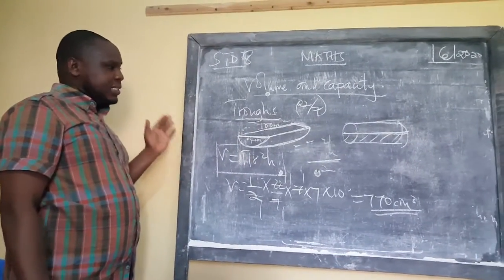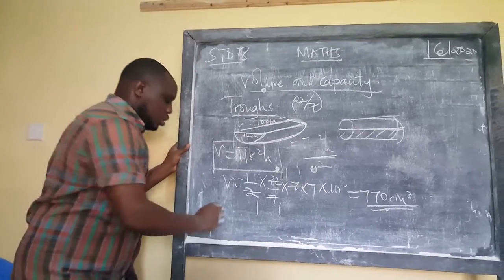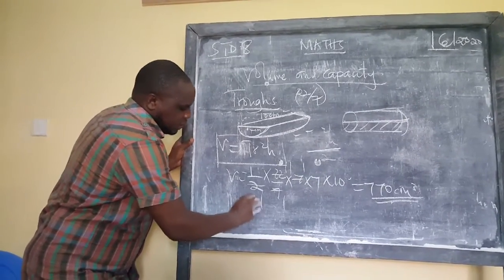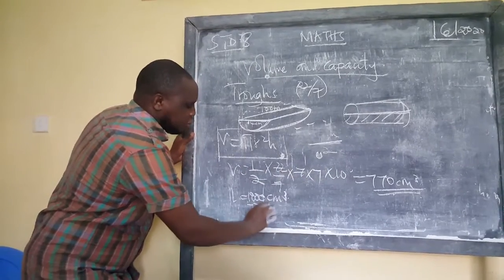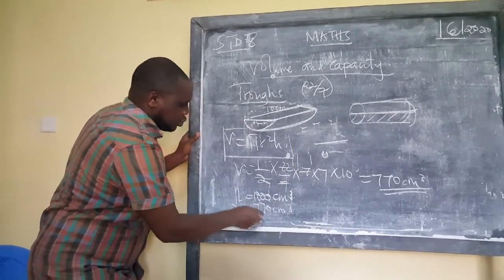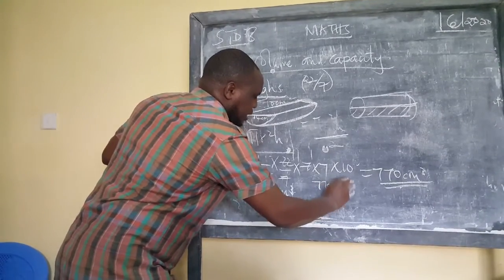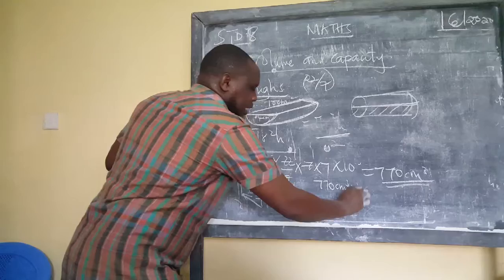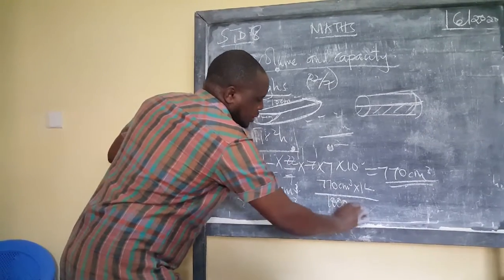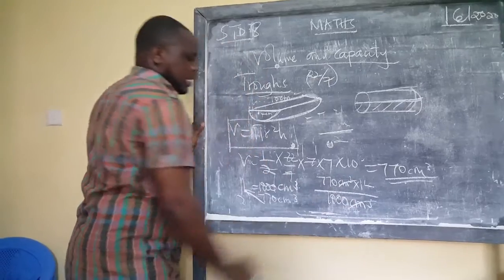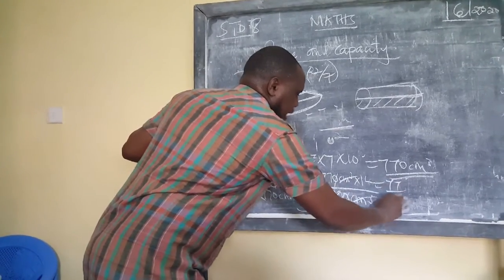If they ask you the capacity, then maybe in liters, you exactly know that 1 liter is equal to 1000 cubic centimeter. What about 770 cubic centimeter? Is how many liters? So you cross multiply. That will be 770 cubic centimeter times 1 liter over 1000 cubic centimeters. Cubic centimeters will cancel. This 0 will cancel. You remain with 77 over 100.